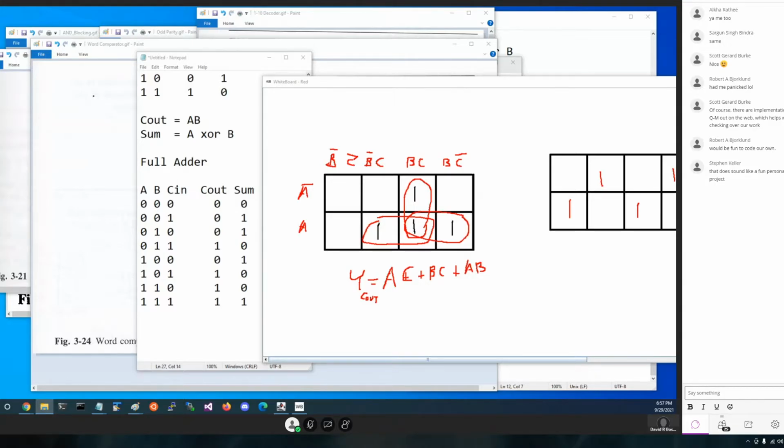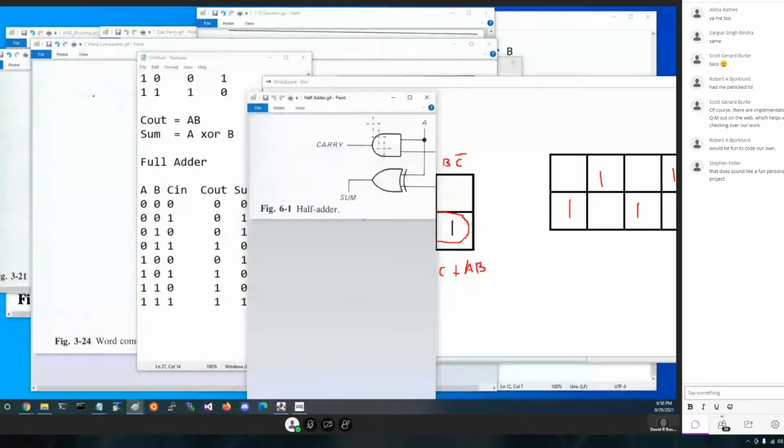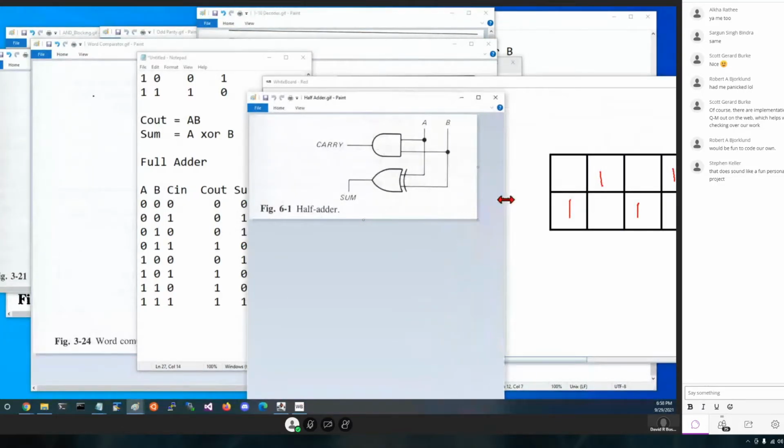I want to make sure I'm getting the right one here. A circuit for a half adder. Again, this is really a digital component. That's exactly what we reduced it to. A ANDed with B gives us the carry. And A XORed with B gives us the sum.